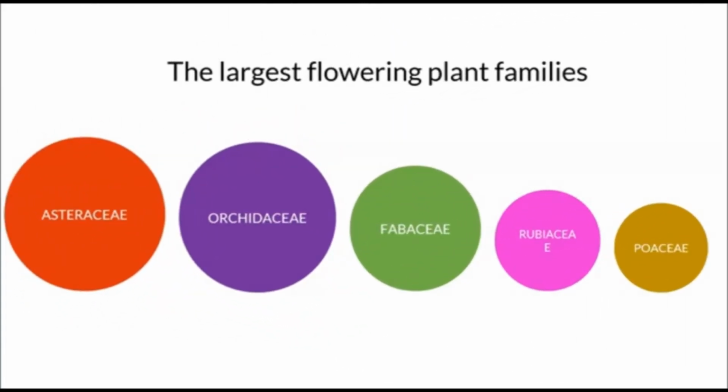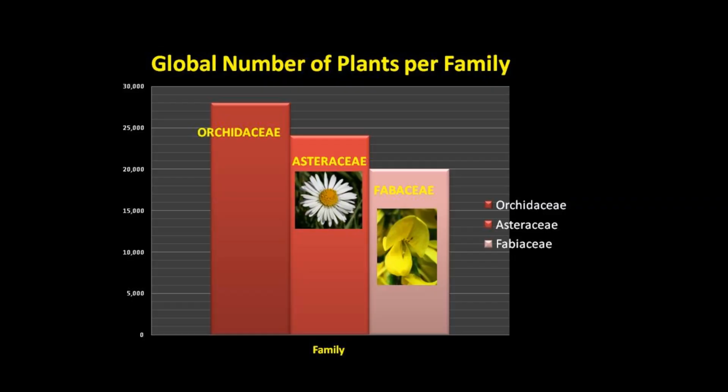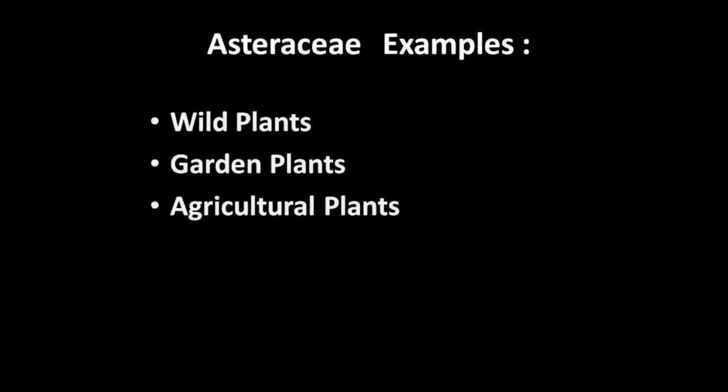The family Asteraceae is probably the top ranking global family with some 30,000 named species. In the United Kingdom, the Asteraceae are likely to be the most recorded family. In this brief overview of the family, we look at examples as wild plants, garden plants and agricultural plants.